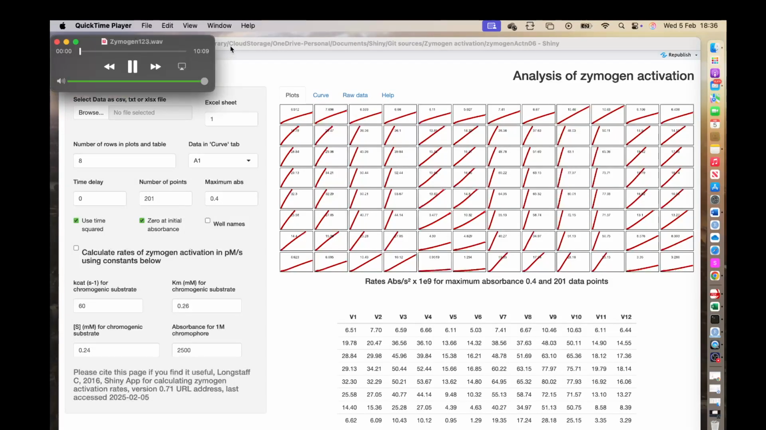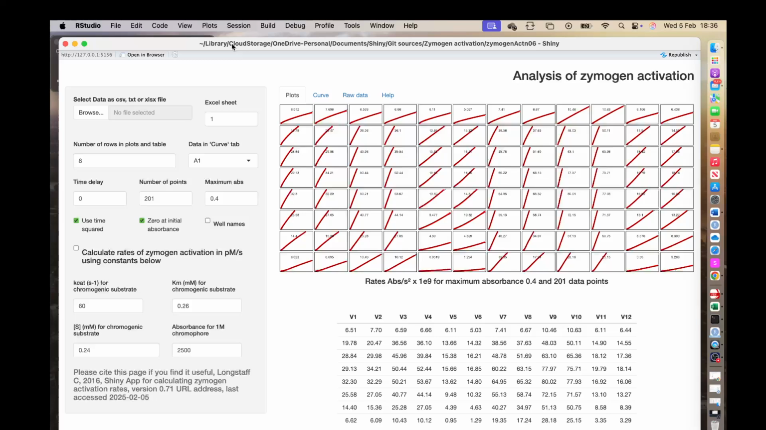This is a Shiny app to help calculate zymogen activation rates from chromogenic assays. A reaction mixture for this type of assay will contain a zymogen and an enzyme activator, in the presence of a chromogenic substrate. A new protease is generated from the zymogen and acts on the chromogenic substrate.